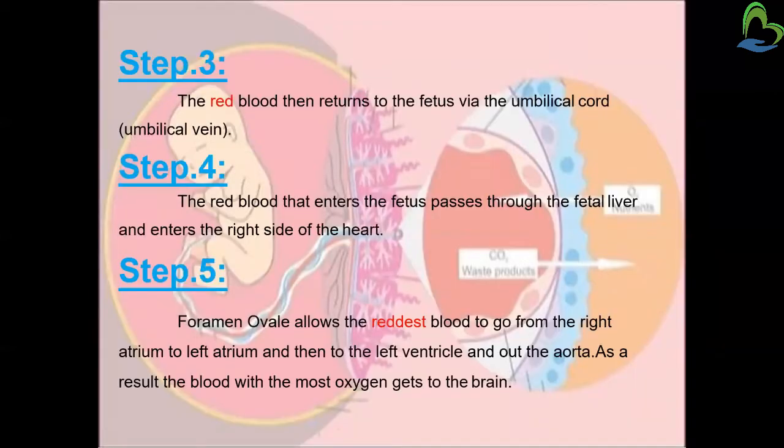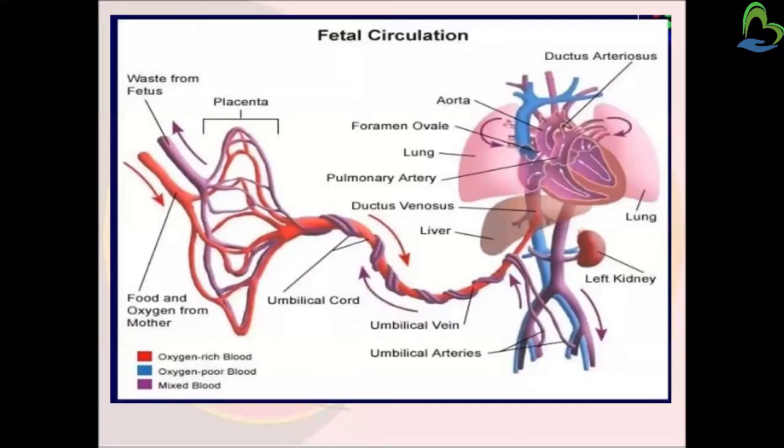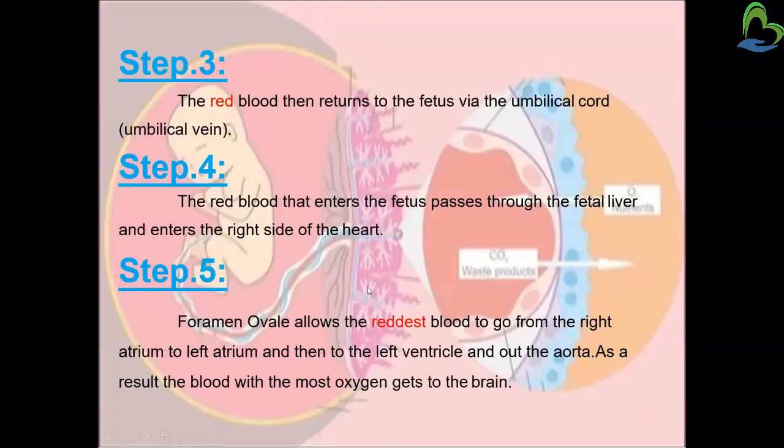And in step 3, the red blood then returns into the fetus via the umbilical cord, meaning the umbilical vein. See in this figure, you can easily understand the blood which is carried through the umbilical vein. Okay, that is step 3.